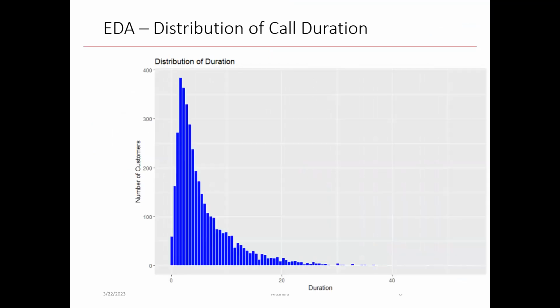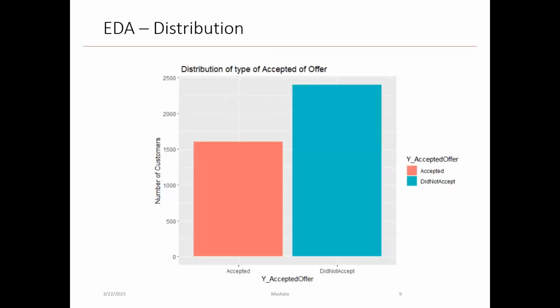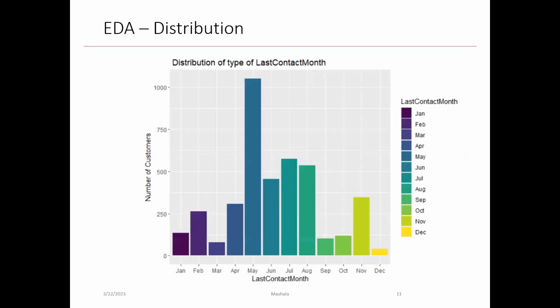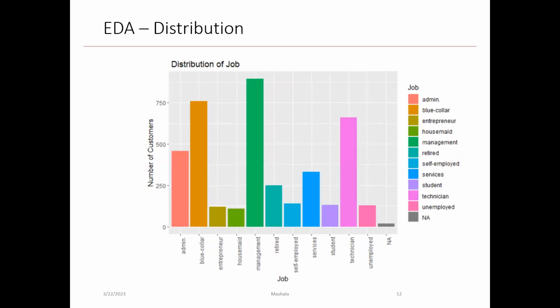In terms of the call duration, it was found that the most common call duration was around 5 minutes. In the distribution of acceptance of offer, there are more people that did not accept than those who accepted. The household gender is more or less the same for female and male. In terms of the last contact month, May was the highest and December was the lowest.